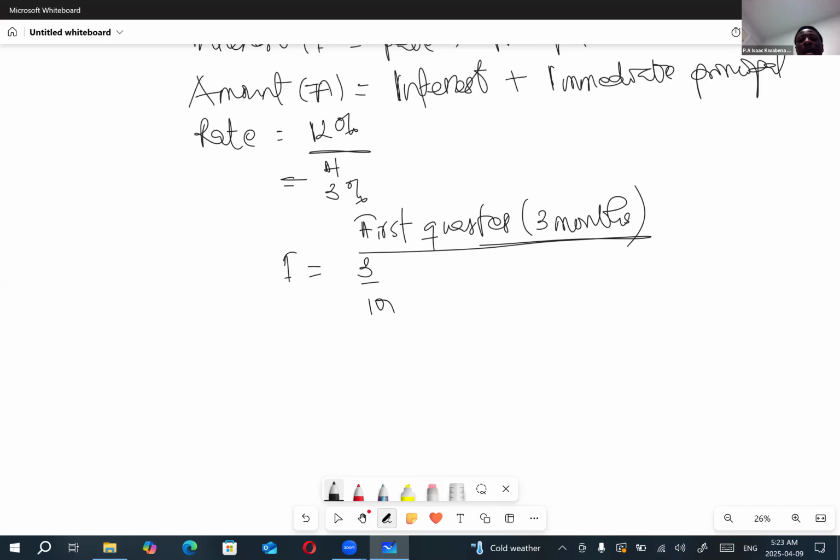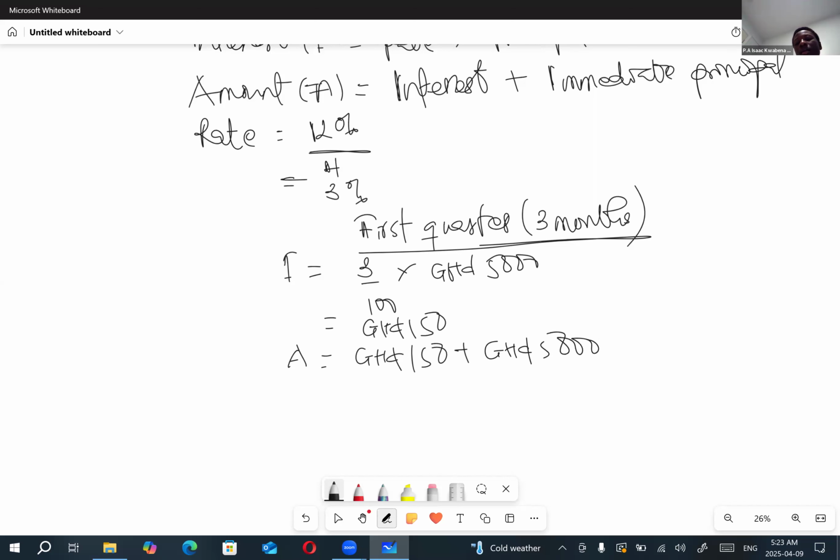3/100 times the principal she came in with, which is 5,000. What is that, please? $150. Amount A will be equal to 150 plus 5,000. What is that?